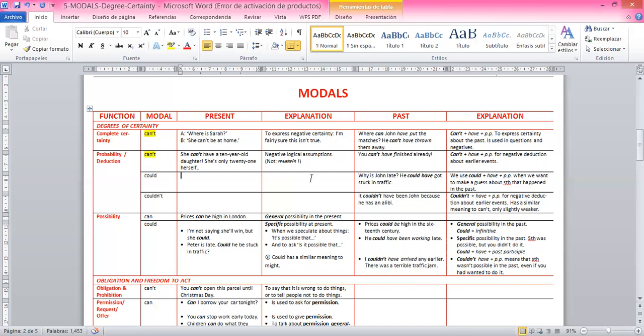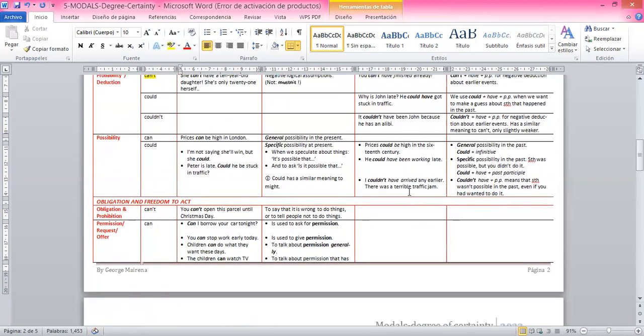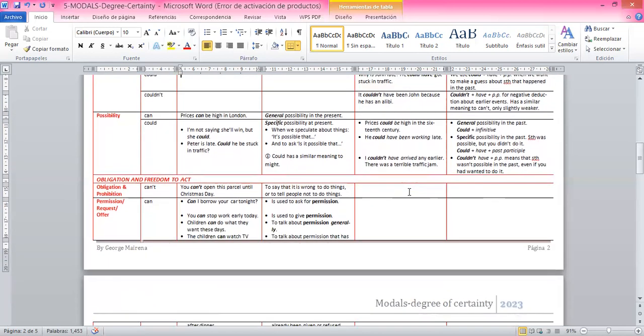Another modal that we can use for probability or deduction, we have could and couldn't. In that case, you can use could, but for possibility, not for probability. We can use this and this just in the past. So then we're going to see the past section, right?